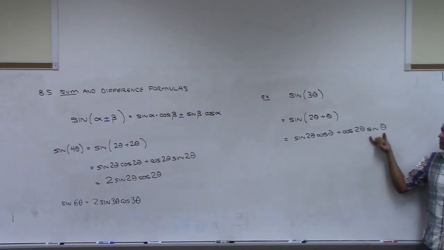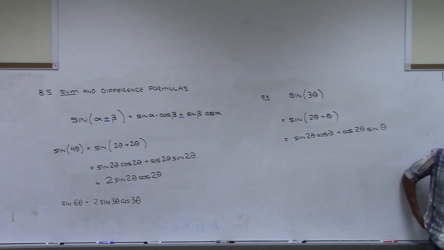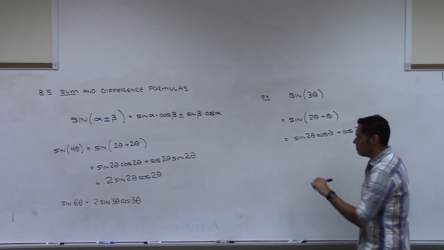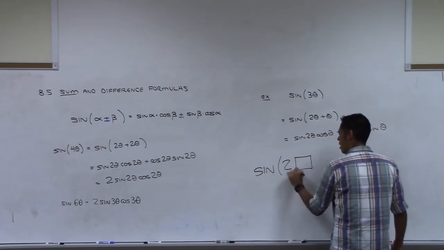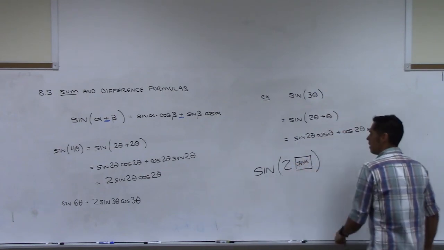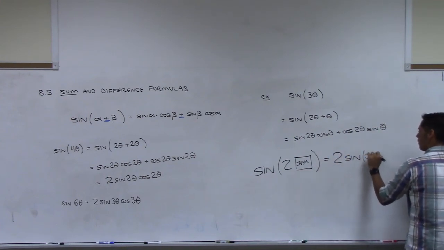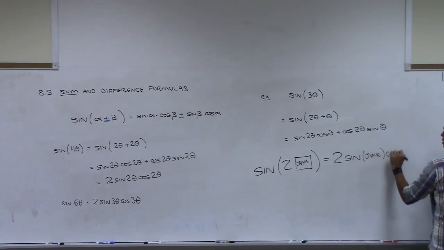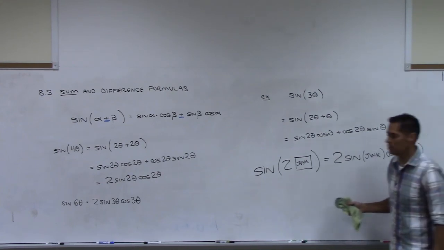You could do fractions. Would that help you after that? What you basically wind up determining is this. If you ever have sine of 2 times some junk, that this is equal to 2 sine of junk cosine of junk, whatever the junk might be. That's the main idea here behind this double angle identity.